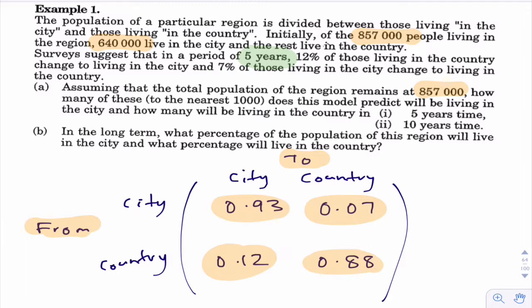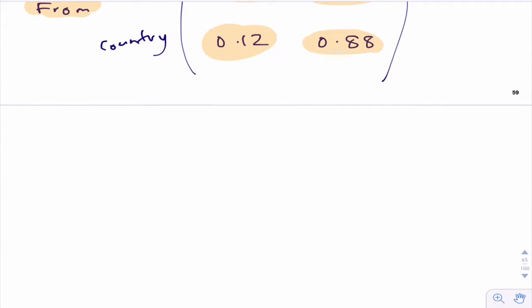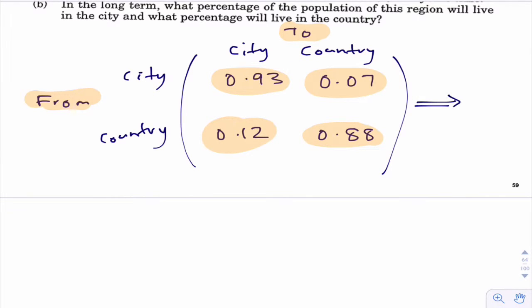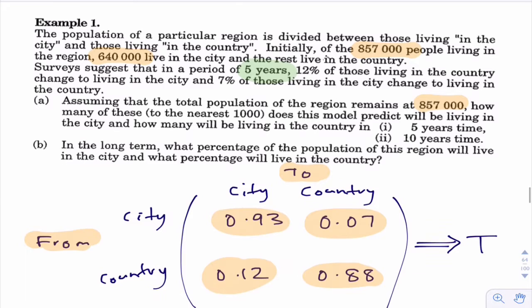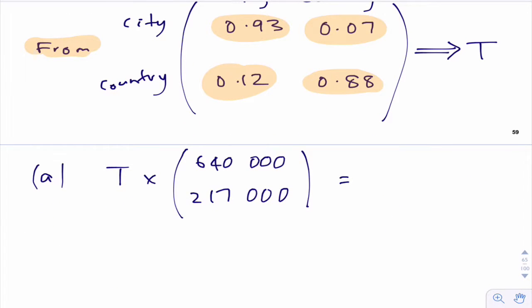So it's important that we understand that. So when I just do this matrix times my initial numbers, that's giving me the numbers of people after 5 years, not per year. Okay, so to answer the first question, on our calculator we would just substitute this matrix in for T, let's say. So the answer to A is just the matrix T times by, in this case here, the numbers of people in the city, 640,000, in the country, you just take the total number and minus 640,000, giving you 217,000.